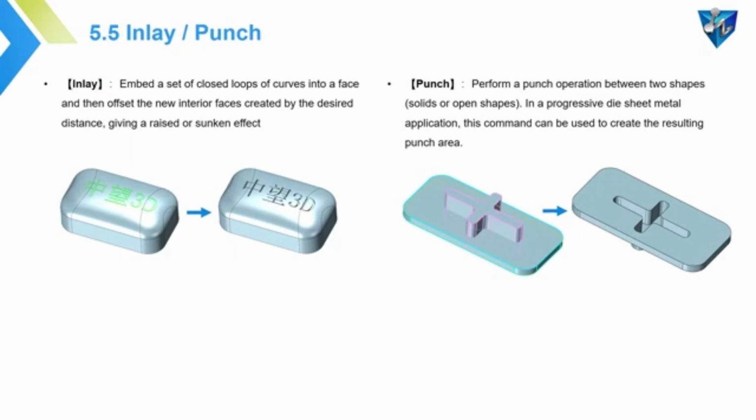And the next page is about inlay and punch. For inlay, we can use it to project a set of closed curves onto a face and then offset by a certain distance. Then we can get a raised or sunken effect. It's widely used in the logo making process. For punch, we can use it to make a punch operation between two solids. This is very useful for sheet metal design rather than common part design. Okay, now let's move over to ZW3D to show you more details.